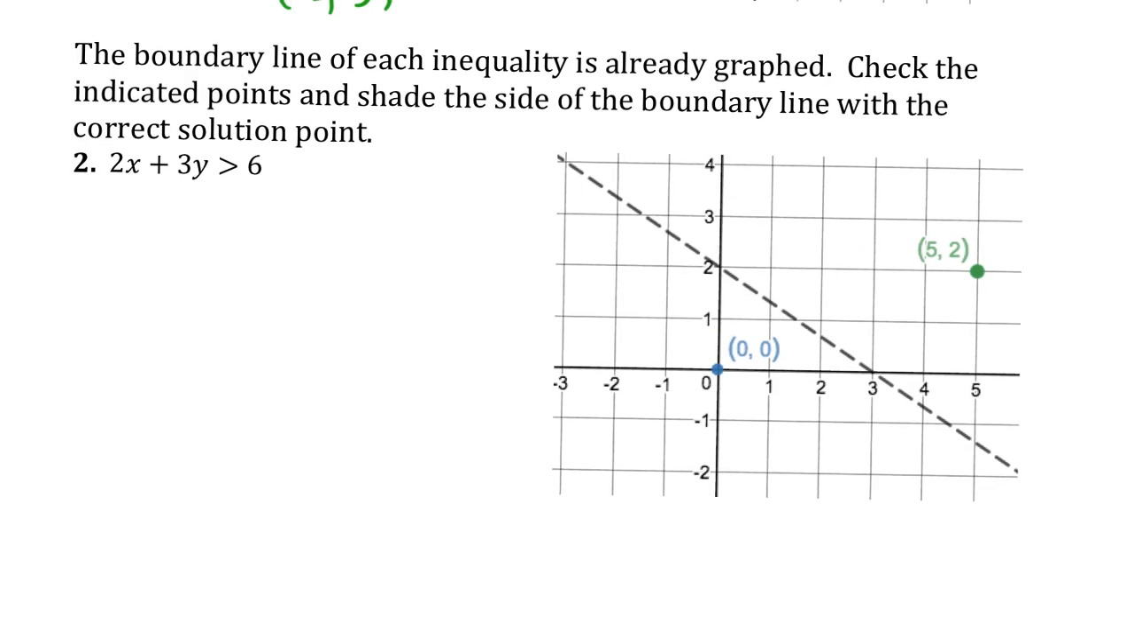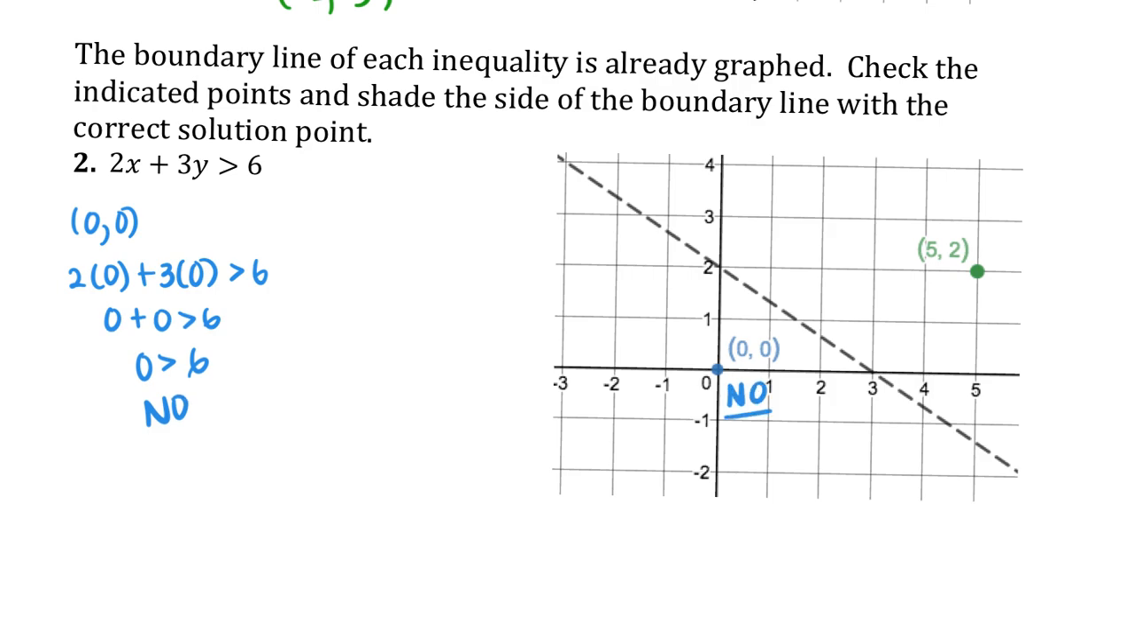They have marked the points for me. So they marked 0, 0, and they marked 5, 2. I'm going to check 0, 0 first, just because it's easier. That's the only reason. I'm going to plug it into the original function. This is the line that is already graphed. So if I do 2 times 0 plus 3 times 0, is that greater than 6? No, 0 is not greater than 6, which means that 0, 0 should not be shaded. Do not shade the 0 side.